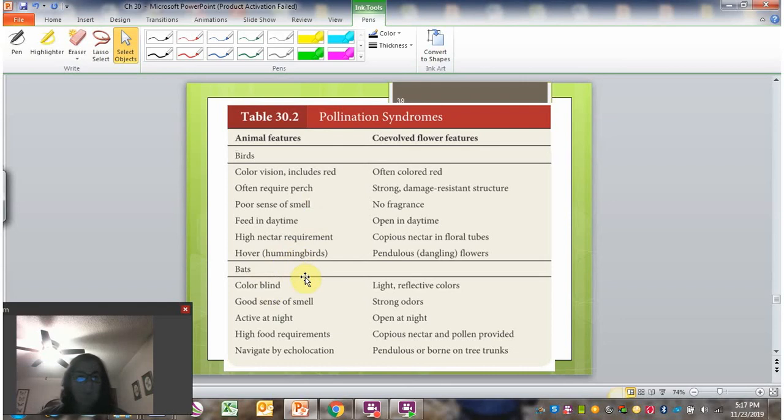Bats are another more unusual pollinator people don't think of. They're colorblind, so they're not going to be attracted to colors. They do have a good sense of smell and they prefer strong odors. They also need flowers that are open at night because that's when they're active. And they have high food requirements, so they also need a lot of nectar and pollen. Again, they're big, not like a bee. And because they use echolocation to navigate, they are going to have a preference for hanging flowers or flowers borne on tree trunks. So these are some of the pollination syndromes that we see.